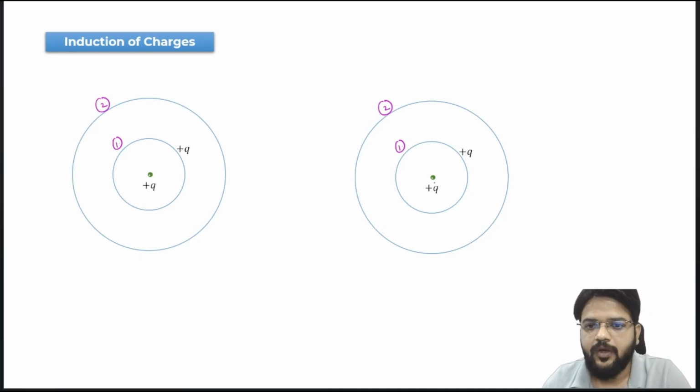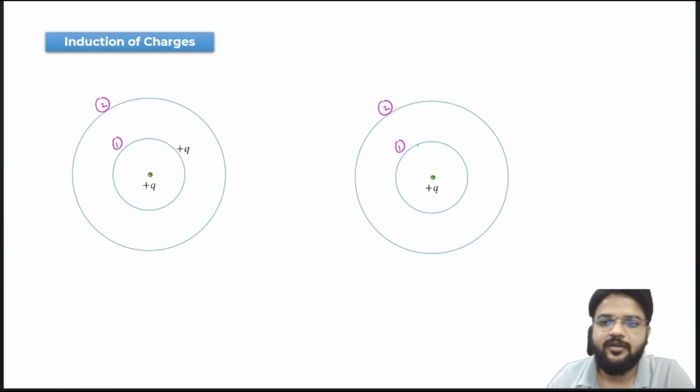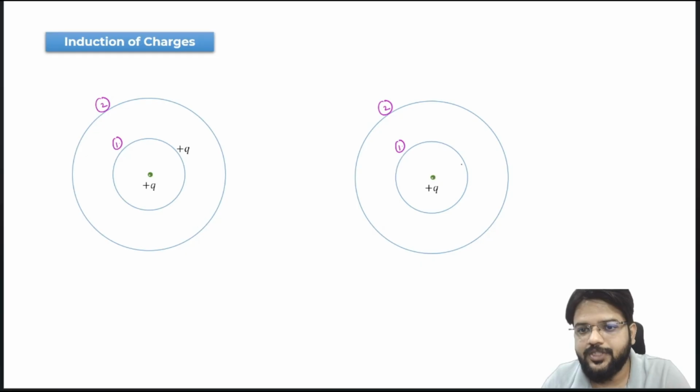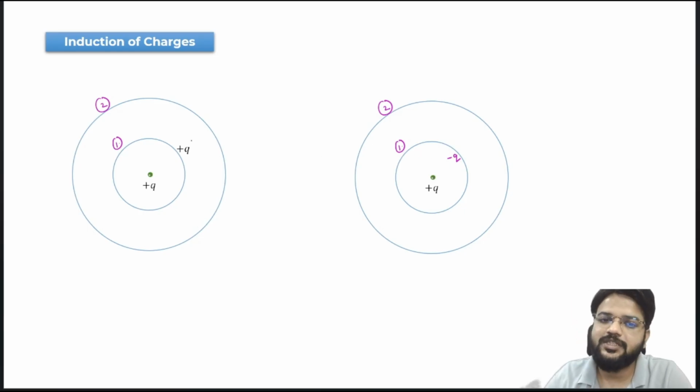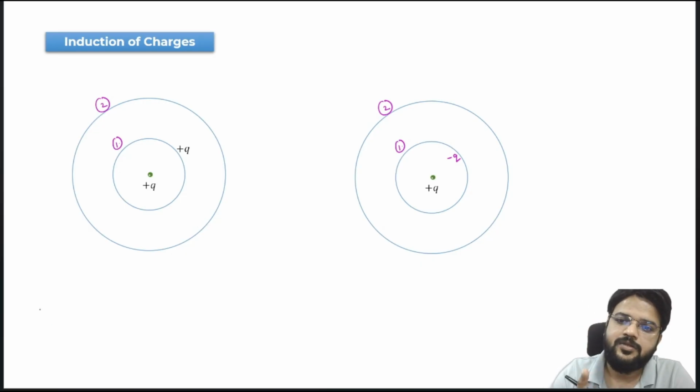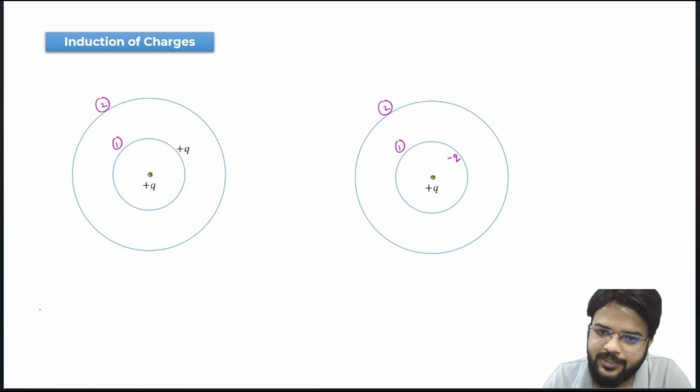At the center plus Q charge is present, correct? So this plus Q charge attracts minus Q charge. So on the inner surface, minus Q charge should be present. And we know that total charge is also conserved. Due to the induction, on the inner surface we have minus Q charge.